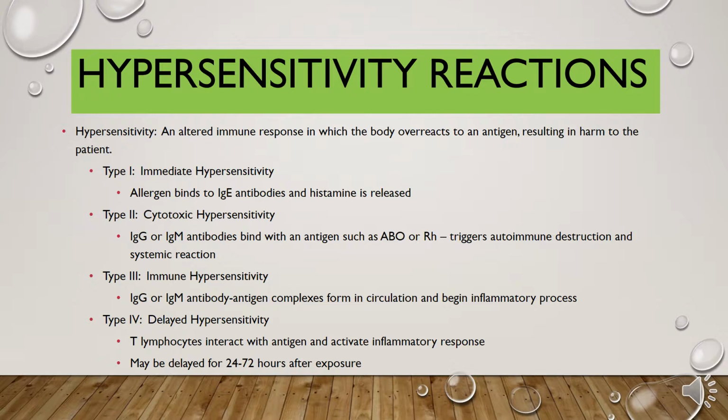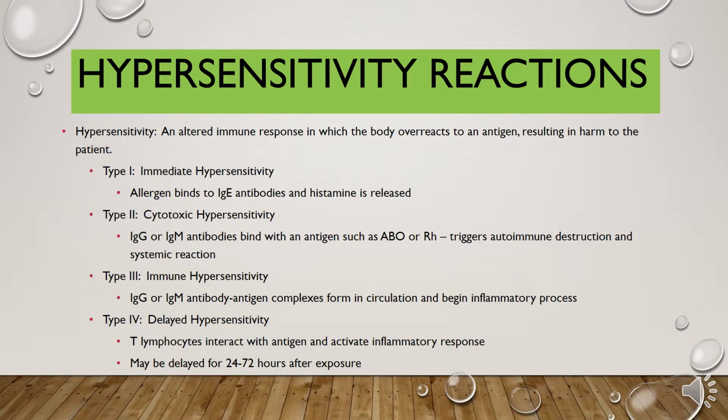So what I think of here is those moms that are Rh incompatible with their babies. The babies can have the hemolytic disease due to cytotoxic hypersensitivity in their bodies, okay? And then type 3, immune hypersensitivity. So IgG or IgM antibody-antigen complexes form in circulation and then begin the inflammatory process. Some causes of this can be extracellular bacteria, viruses, or molds. So type 3 examples are serum sickness, aka illness in the blood, systemic lupus, or rheumatoid arthritis.